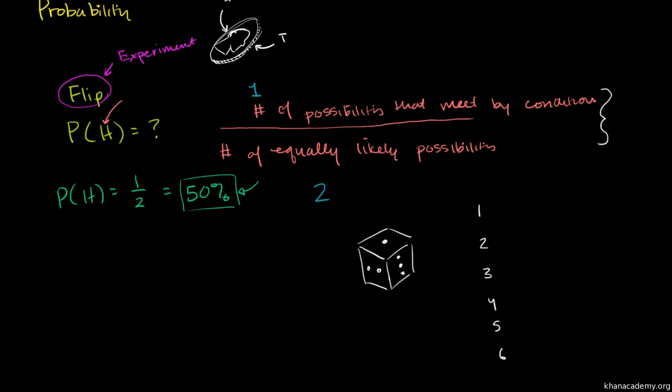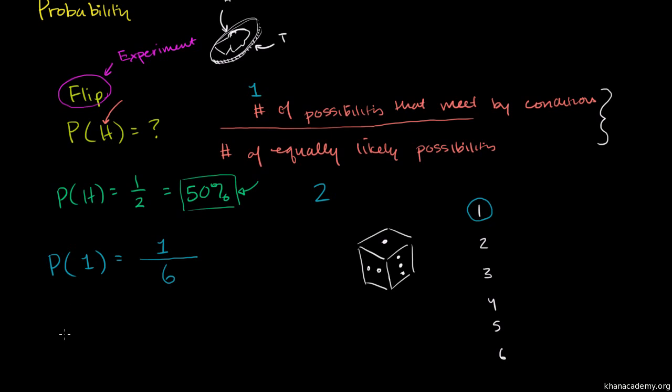So if I were to ask you, given that I'm rolling a fair die, so the experiment is rolling this fair die, what is the probability of getting a 1? Well, what are the number of equally likely possibilities? I have 6 equally likely possibilities. And how many of those meet my conditions? Only one of them meets my condition, that right there. So there is a 1/6 probability of rolling a 1.